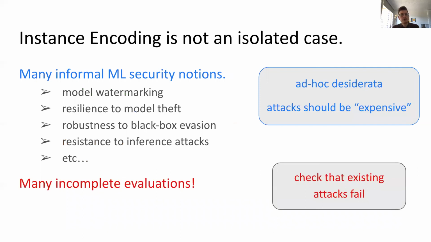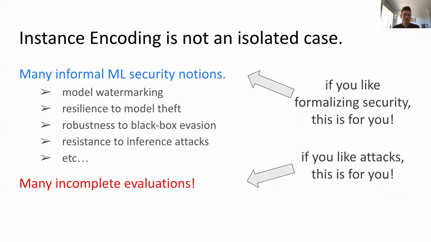Taking a step back, I'll conclude the talk by noting that many of the issues that our work raised for instance encoding schemes are not uncommon in the broader space of machine learning security today, and that there are many systems that are being designed and proposed for various security properties of machine learning, but these properties are often not defined very formally, but rather expressed as informal desiderata about the costs of successful attacks. And in turn, the evaluations of these systems are also often incomplete and typically limited to testing that prior attacks failed. And I think that these problems are exactly what people in this audience are uniquely qualified to tackle.